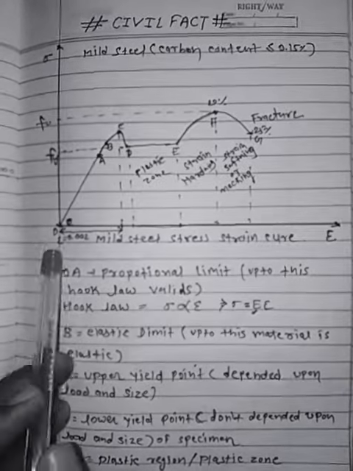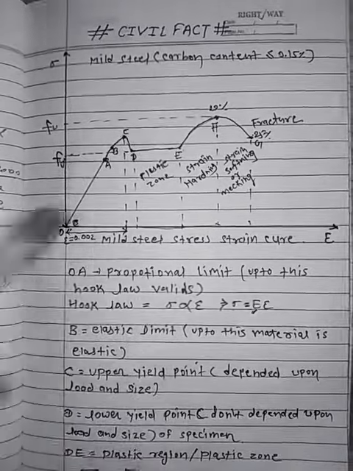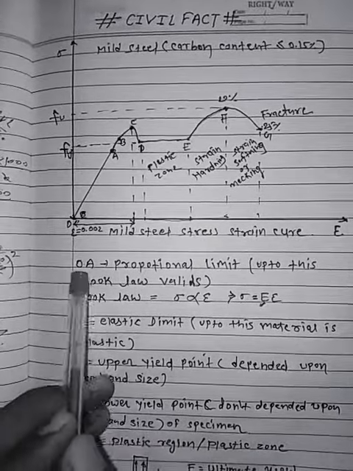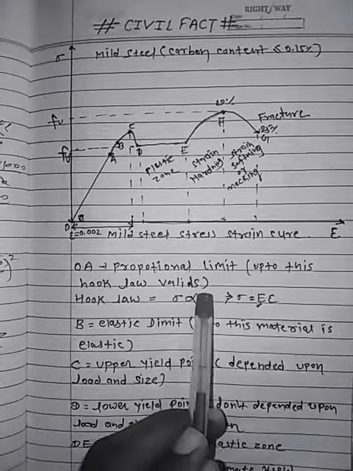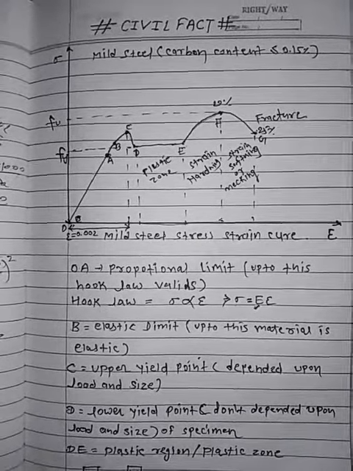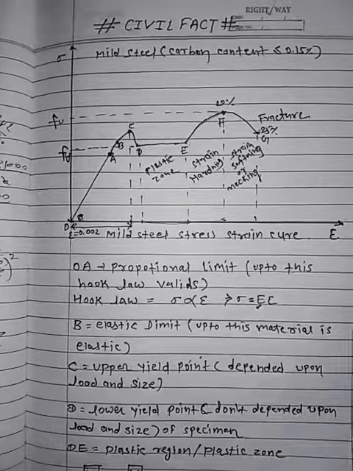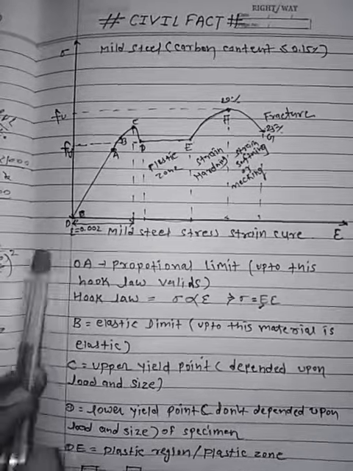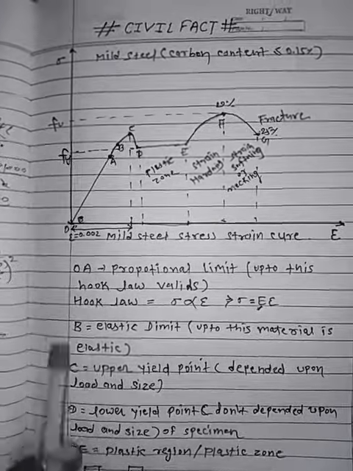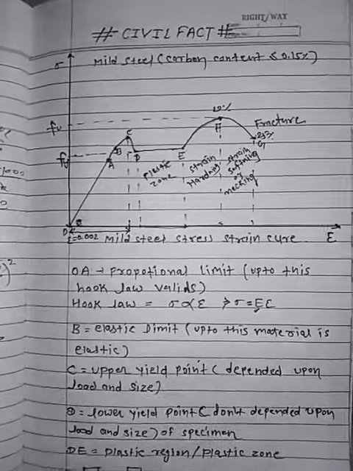First, let's start from O to A. The curve is linear, and that's called the proportional limit, point A, and up to this, Hooke's law is valid. What is Hooke's law? Hooke's law: sigma is directly proportional to epsilon, and sigma is equal to E epsilon. Here E is the slope of OA.